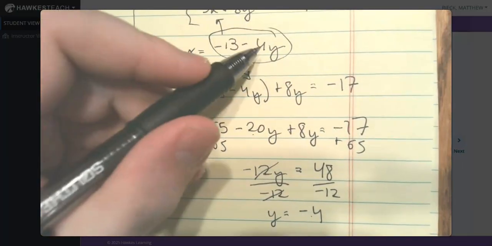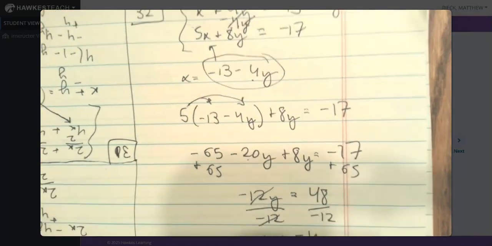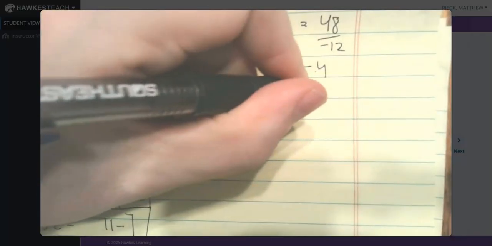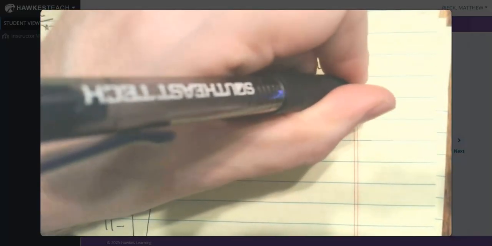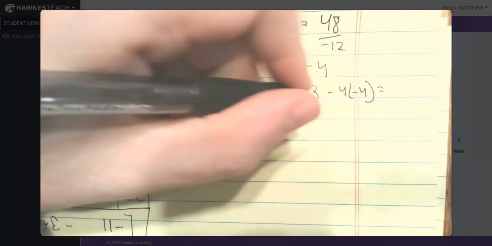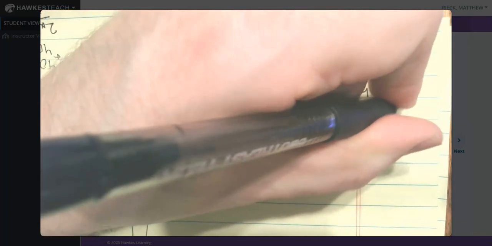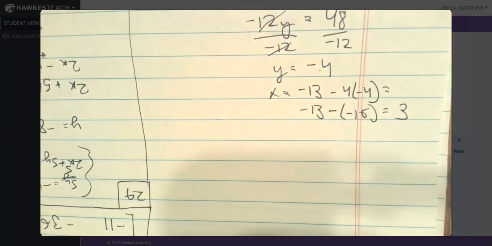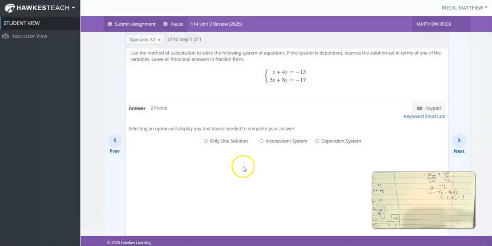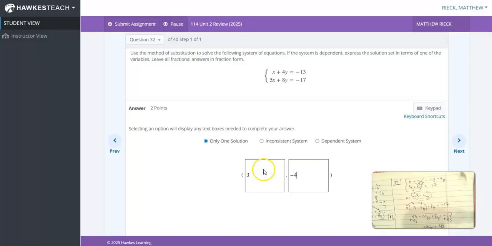Once I have y, I can plug that back in up here to solve for x. So x is going to be negative 13 minus 4 times negative 4, so negative 13 minus negative 16, which is going to be positive 3. So we have only one solution, and that solution is (3, -4).